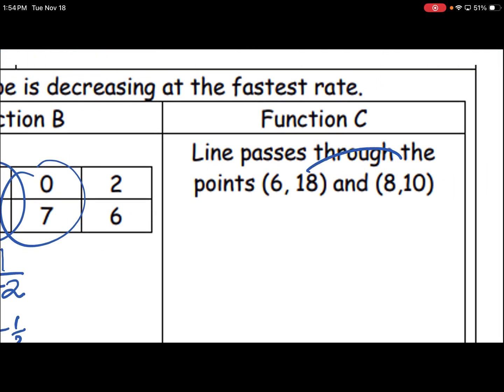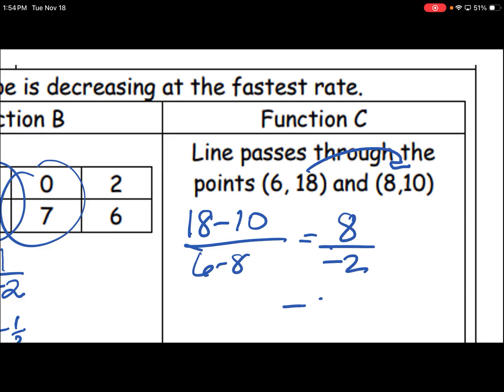I would have 18 minus 10. I always go with the first one first, but you could have done 10 minus 18, as long as you keep it in the right order. And I have 6 minus 8, 8 over negative 2, which is negative 4.